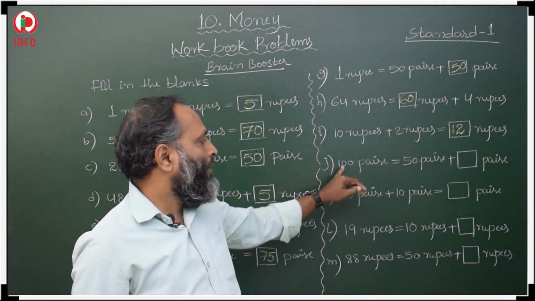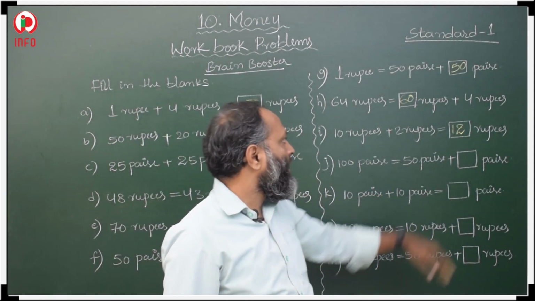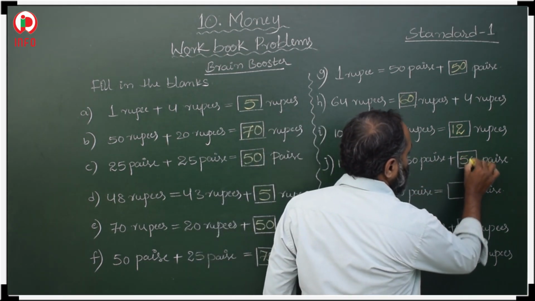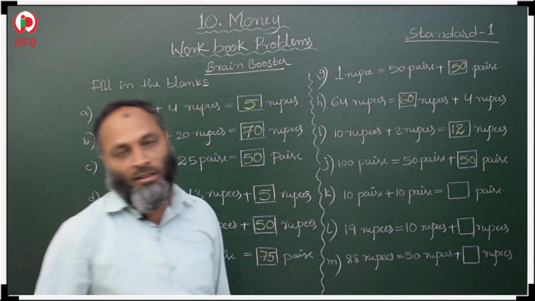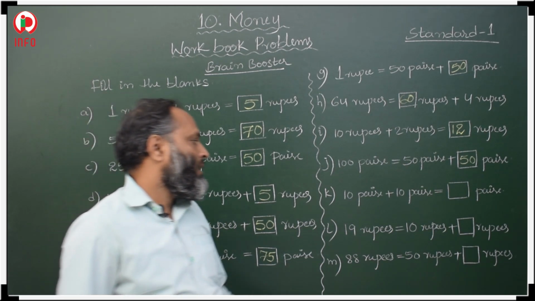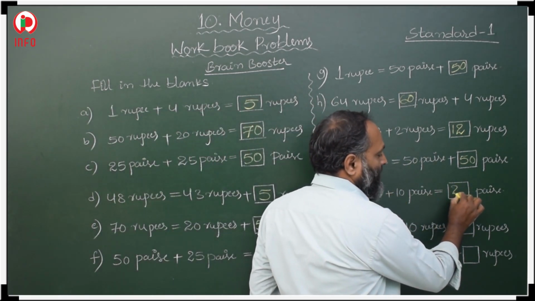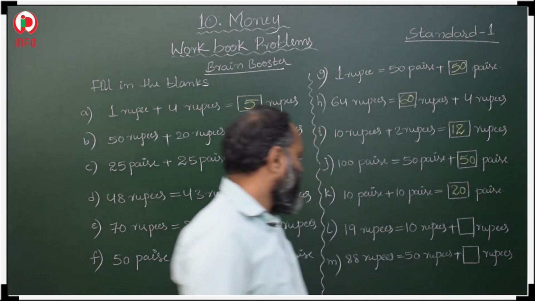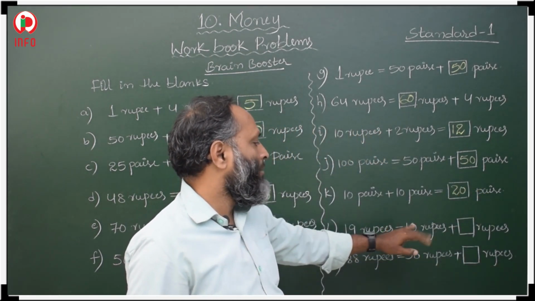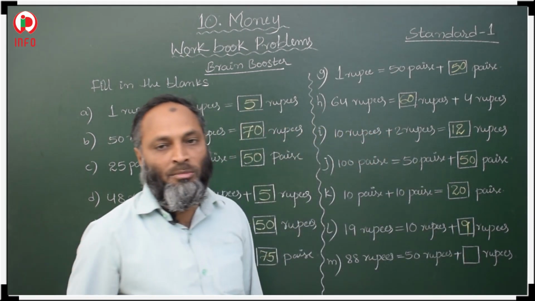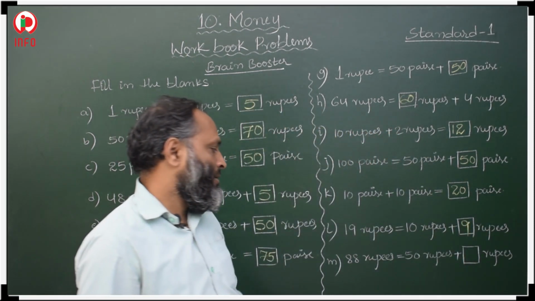Then 100 paise is equal to 50 paise and 50 paise. So 50 paisa plus 50 paisa is 100 paisa. 100 paisa is equal to 1 rupee also. Okay. Now 10 paisa plus 10 paisa, 10 plus 10, 20 paisa. Okay. 19 rupees is equal to 10 plus 9. 10 rupees plus 9 rupees is 19 rupees.